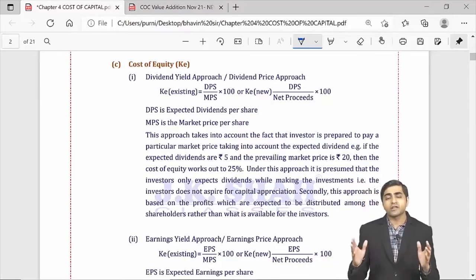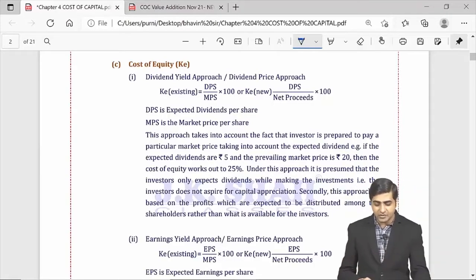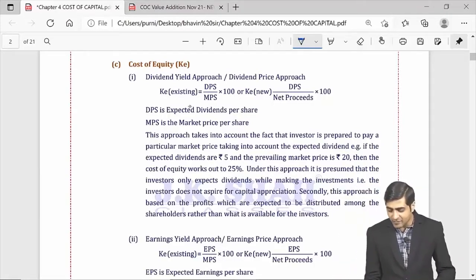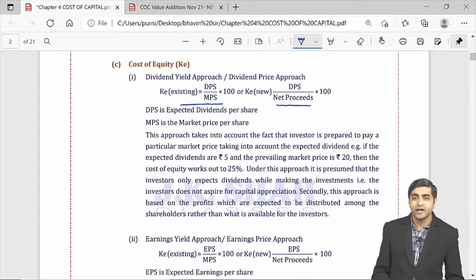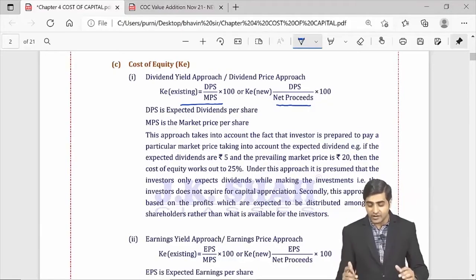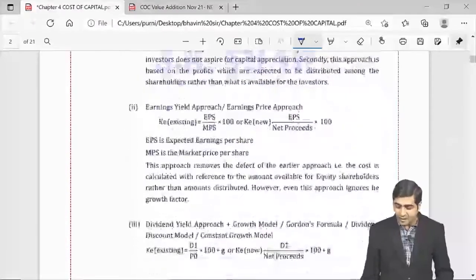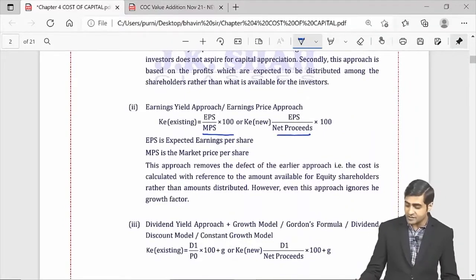Okay. So for all the 4 approaches, instead of market price, net proceeds will be taken into consideration. As you can check, it is nothing but DPS upon MPS into 100 or DPS upon net proceeds into 100. So depending upon what kind of data is given in the question, we will be calculating the KE. Similarly for earning yield approach, also EPS upon MPS and EPS upon net proceeds.